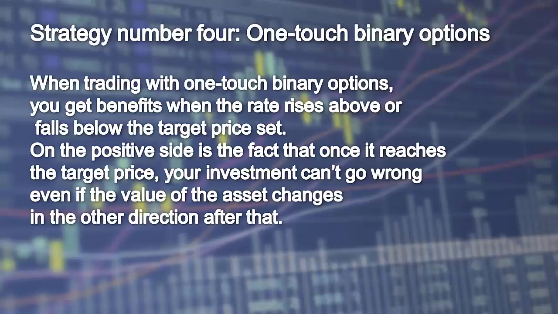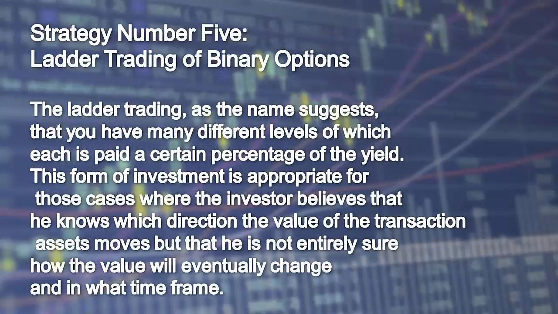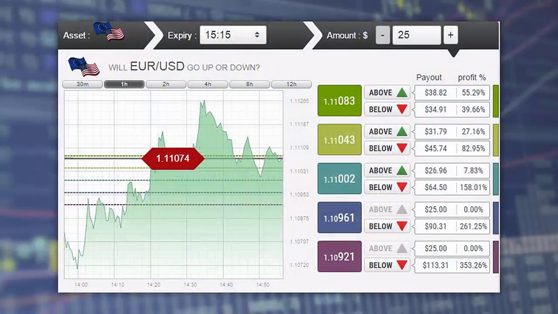Strategy number 5. Ladder trading of binary options. Ladder trading, as the name suggests, means you have many different levels, each of which pays a certain percentage of the yield. This form of investment is appropriate for cases where the investor believes he knows which direction the value of the traded assets moves, but is not entirely sure how the value will eventually change and in what time frame. Ladder trading is an excellent strategy for experienced investors. You can obtain really high yields in a short period of time.